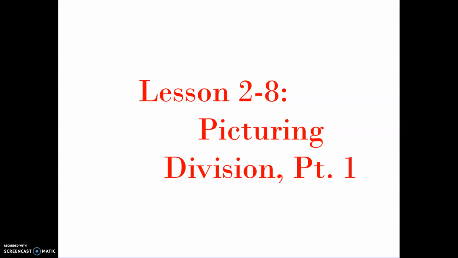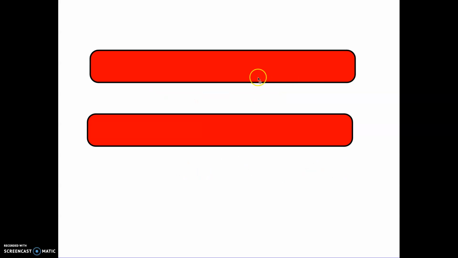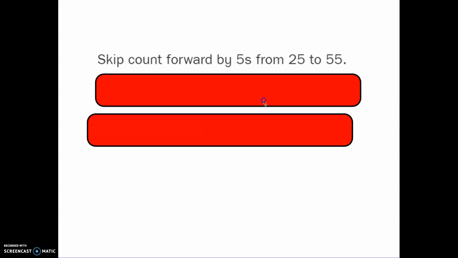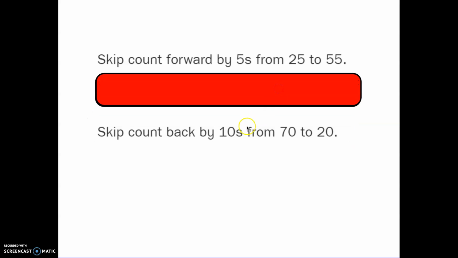But first, we're going to do a little practice of skip counting. We're going to count forward by fives. We're going to start at 25 and end at 55. Count with me: 25, 30, 35, 40, 45, 50, 55. And let's skip count back by tens. Start at 70 and end at 20. 70, 60, 50, 40, 30, 20.